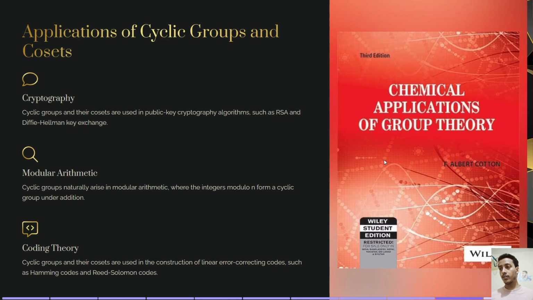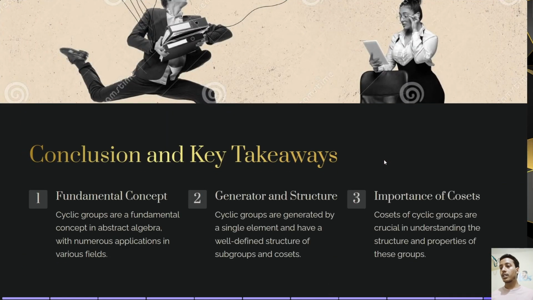Now here are the key takeaways and conclusion. First one is fundamental concept. Cyclic groups are a fundamental concept in abstract algebra with numerous applications in various fields. And the second one is generator and structure. Cyclic groups are generated by a single element and have well-defined structure, subgroups and cosets. And third one is importance of cosets. Cosets of cyclic groups are crucial in understanding the structure and properties of the group.